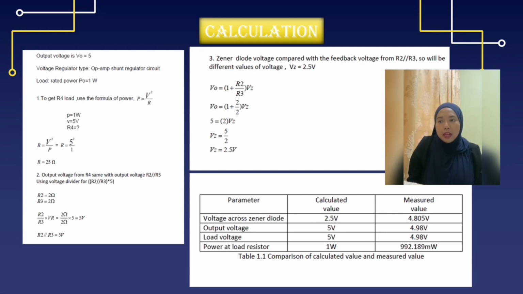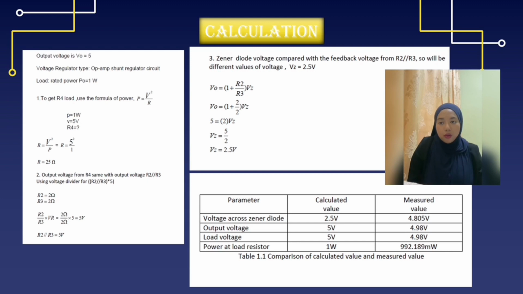In my part, for the voltage regulator, the calculation is that the output voltage is 5 volt, and the voltage regulator type in the circuit is the op-amp shunt regulator circuit. The load is rated at power equal to 1 watt.